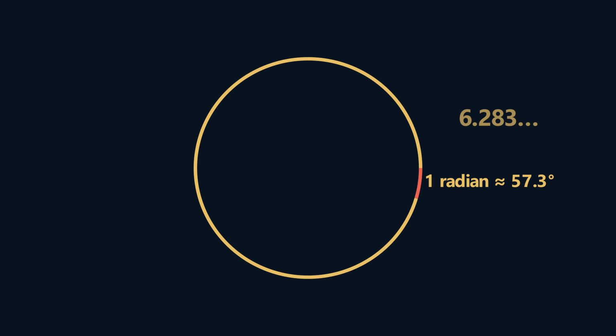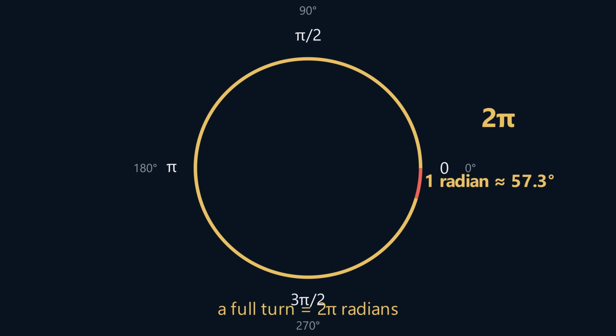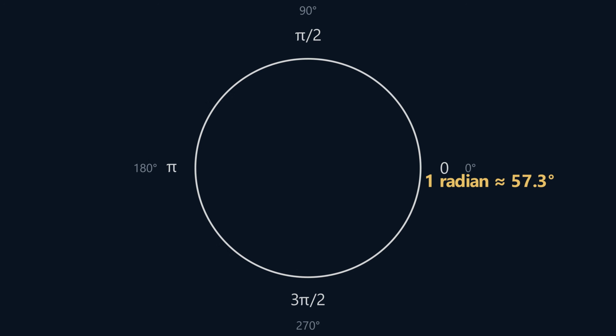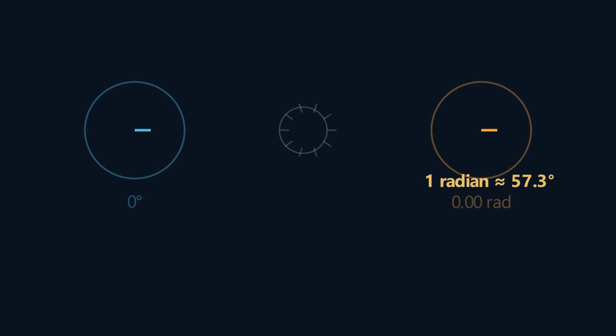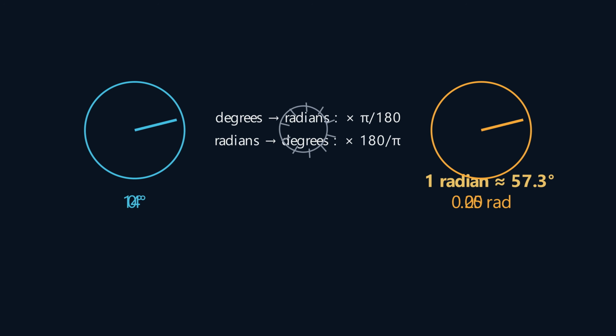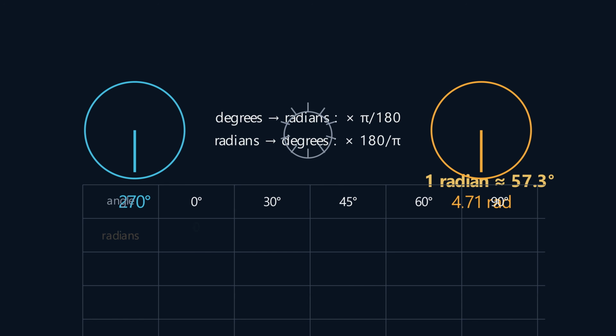It takes exactly 2 pi radius lengths to wrap all the way around a circle, because the circumference is 2 pi r. So a full turn is 2 pi radians, half a turn is pi, a quarter turn is pi over 2. Converting is easy. Pi radians equals 180 degrees. So to go from degrees to radians, multiply by pi over 180. To go the other way, multiply by 180 over pi.